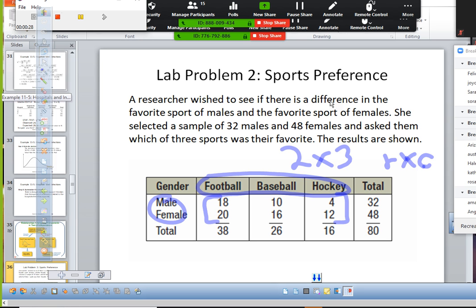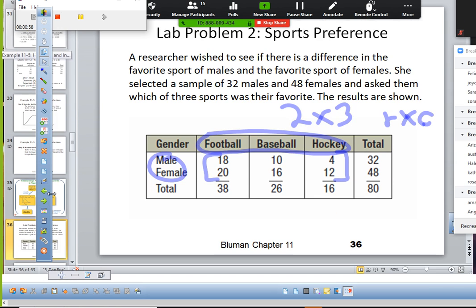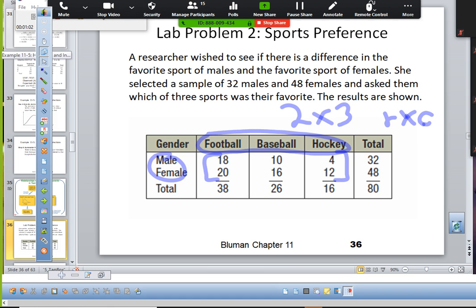So if there is a difference, that means that your H1 would be your claim. If they're the same, then your claim would be H0. I don't know if that makes any more sense. Does that answer your question or not so much?